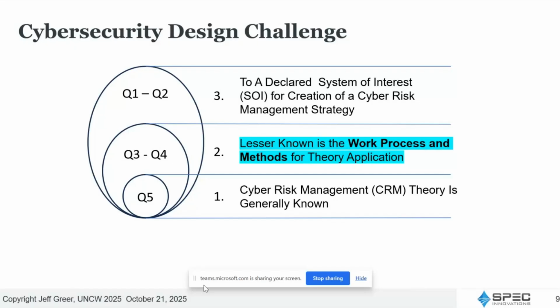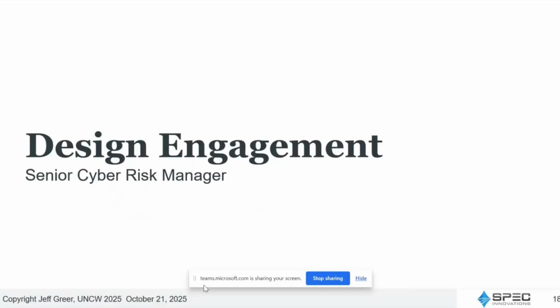That's your questions 3 and 4 that you need to address with your work process and methods. So let's just take a minute and talk about the design engagement. The senior cyber risk manager is an abstraction. It can be any one of a number of titles, anything from CISO to a security architect to a network engineer, but there's somebody that's responsible for managing cyber risk.